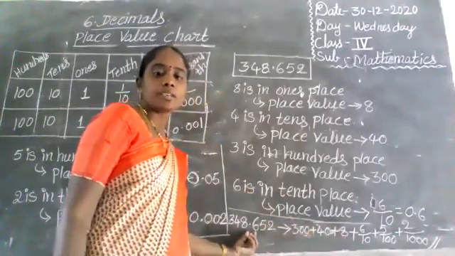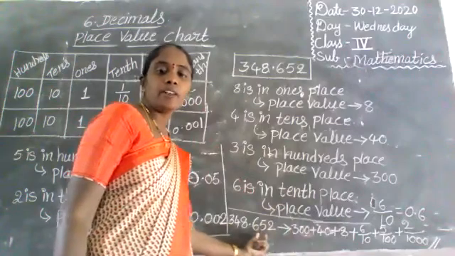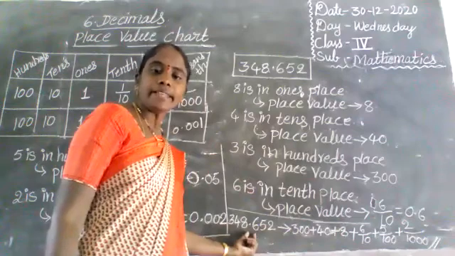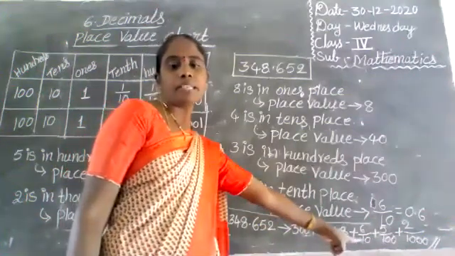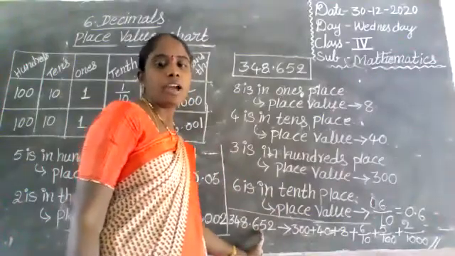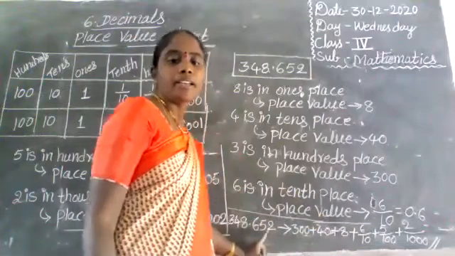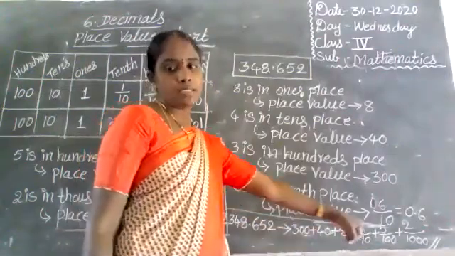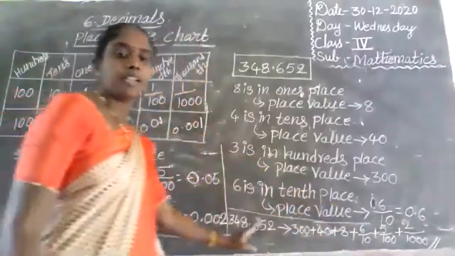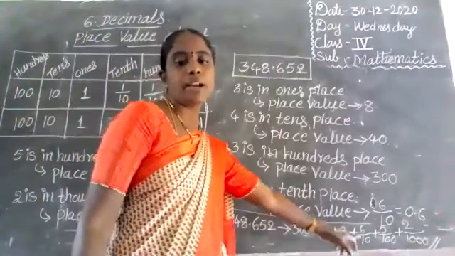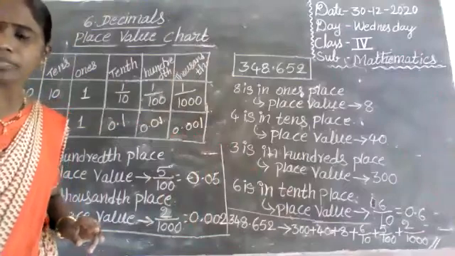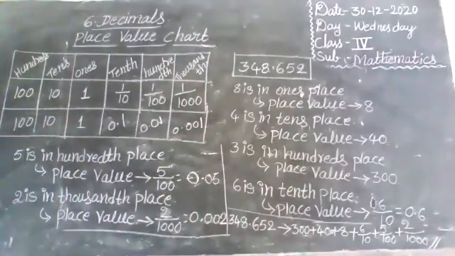Next, the digits after the decimal point: 652. 6 is in the tenth place, so the place value is 6 by 10. 5 is in the hundredth place, so we write 5 by 100. 2 is in the thousandth place, so 2 by 1000. So 300 plus 40 plus 8 plus 6 by 10 plus 5 by 100 plus 2 by 1000. Write this down.